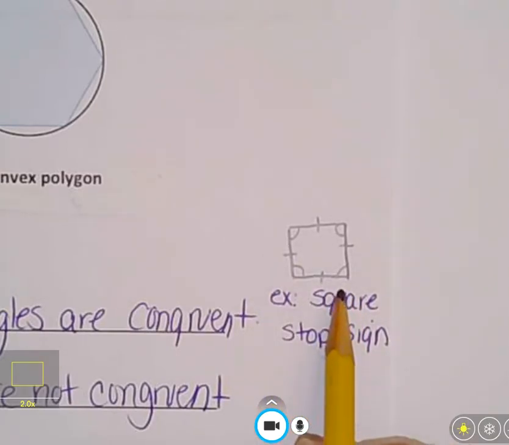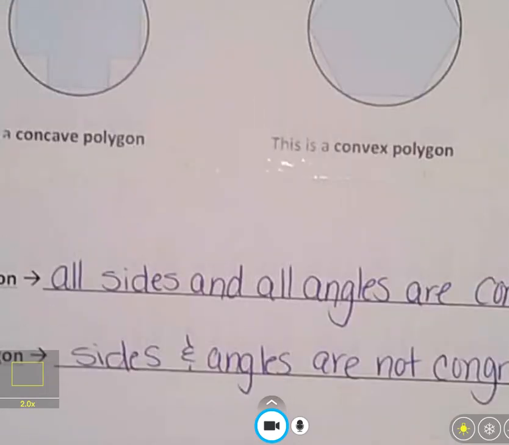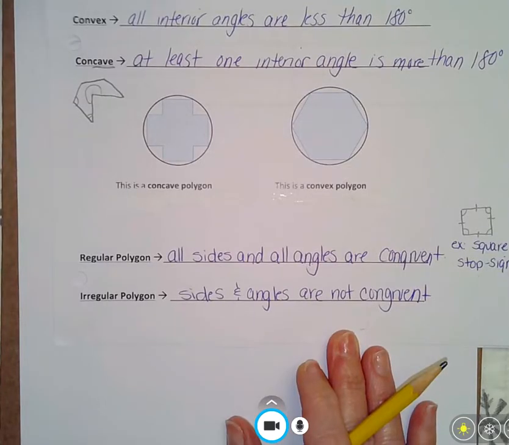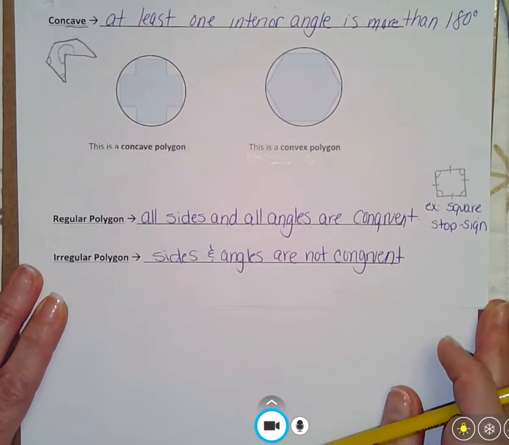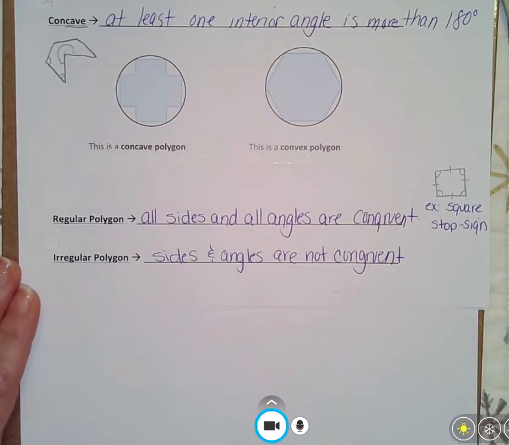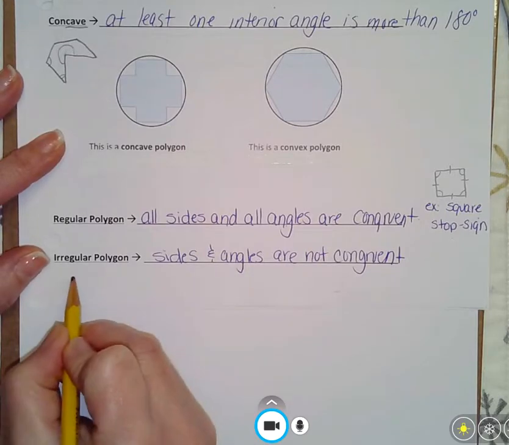So if a polygon is regular, they either have to say it's a regular polygon, or you see a picture that looks like this. Otherwise, you just don't know. Irregular polygon, the sides and the angles are not congruent, but that might be a little bit tricky, so let's give you a typical example.